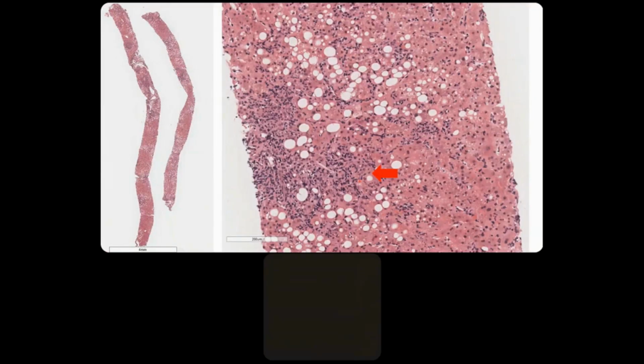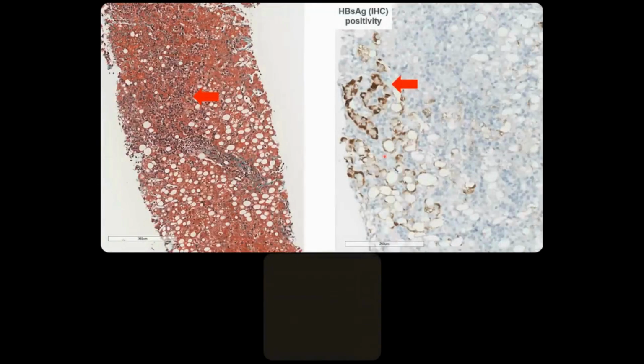Moving on to another example of a liver biopsy with immune-mediated hepatitis. So this is a patient with a liver biopsy that shows both steatosis as well as this inflammatory infiltrate. You can see that the inflammation extends beyond the portal tract with interface hepatitis and lobular inflammation. Additional immunohistochemistry shows that the hepatocytes are positive for hepatitis B surface antigen.